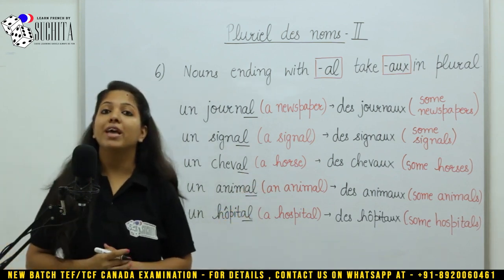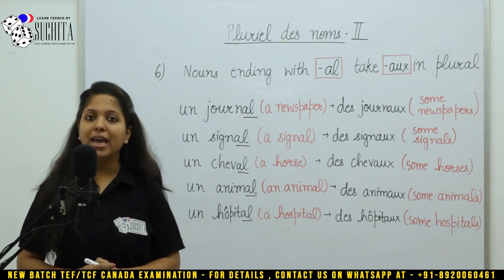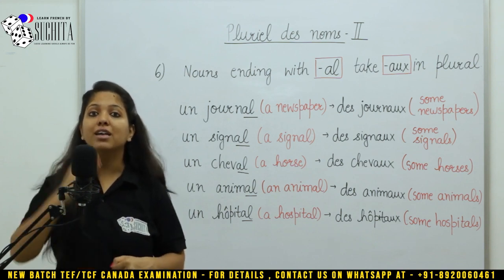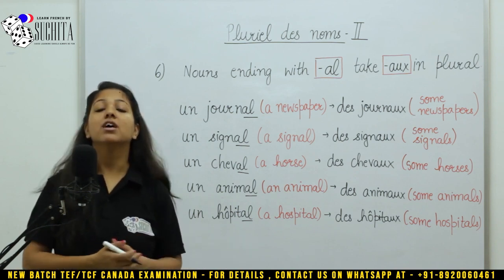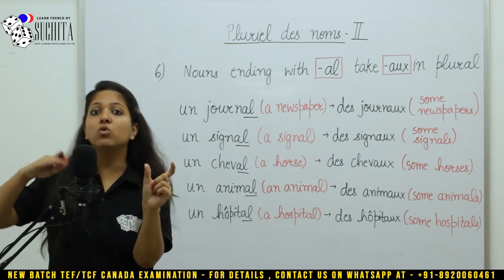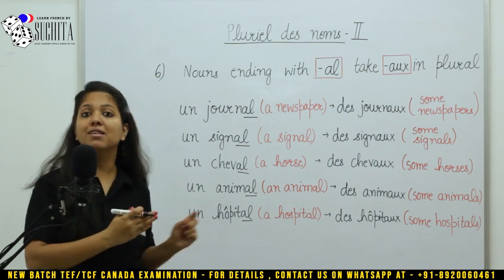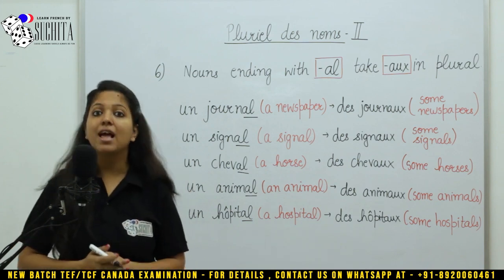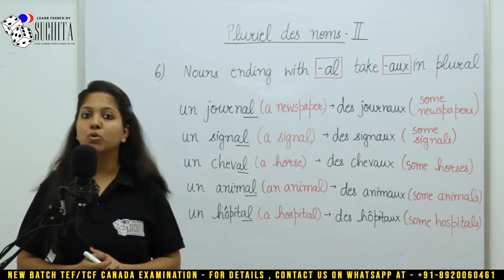So all of them have AL. Now what do you have to do? If a noun ends with AL, then you need to cut AL, which you were not doing in the previous cases. Like for example, if the word was ending with OU, you had to add X to make it plural. You were not cutting that OU. But in this case, you have to cut that AL and you have to add AUX to make it plural.